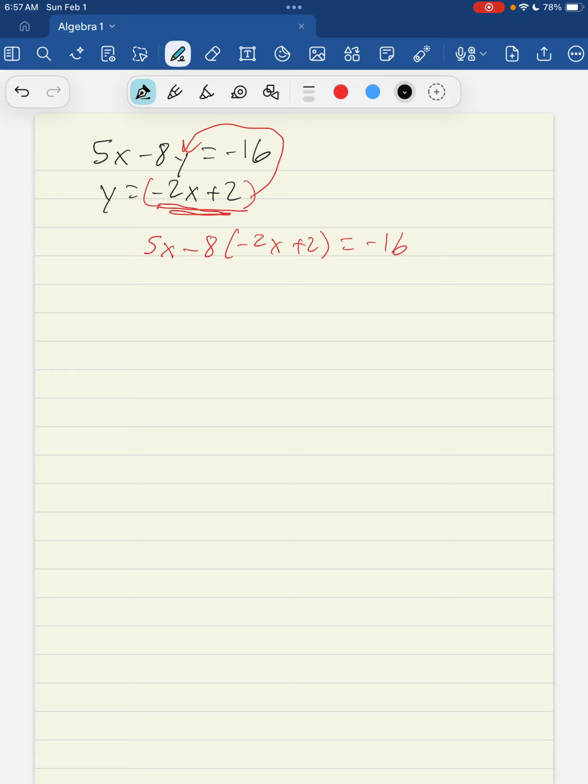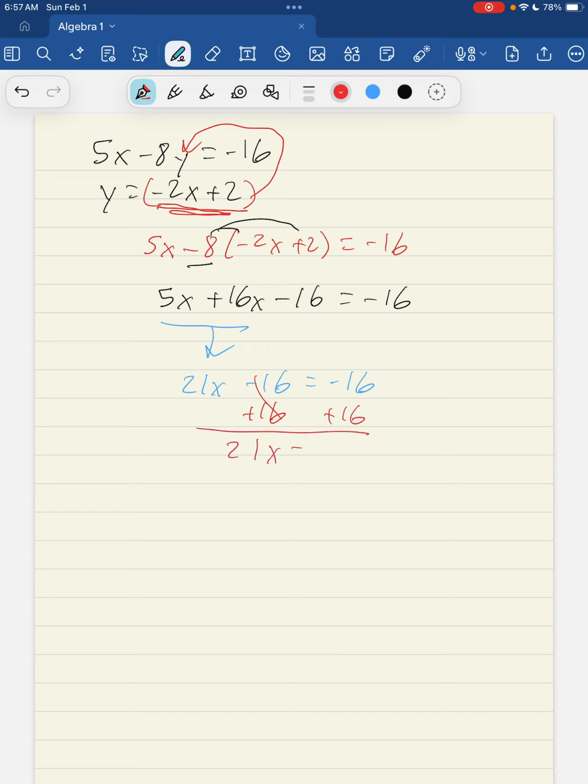And from here, it's a multi-step equation, guys. We're going to multiply this negative 8 and distribute that. So we have 5x plus 16x minus 16 equals negative 16. Combine our like terms. We've got 21x minus 16 equals negative 16. And we want to get the 21x by itself, so we're going to add 16 both sides. And we go 21x equals 0. Divide both sides by 21. And we got x equals 0. Boom.